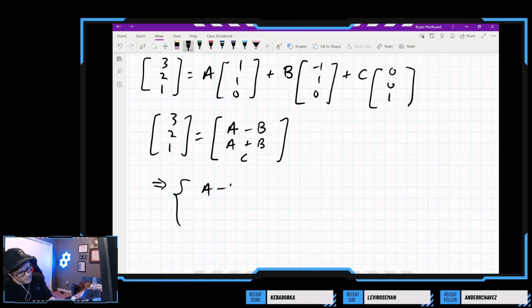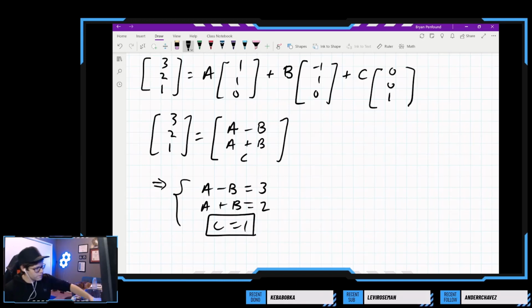So basically A minus B is equal to 3. We need A plus B to be equal to 2, and we need C to be equal to 1. So we get C for free. Whoops, this is equal to 3, not to C. Can we figure out what A and B have to be just by looking?